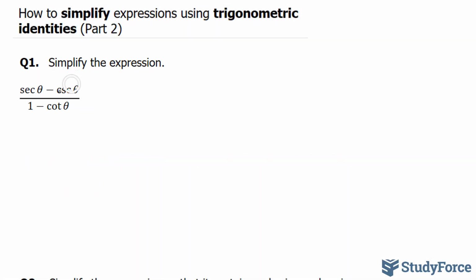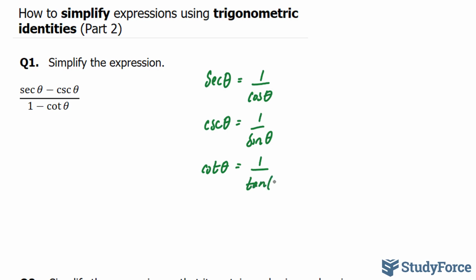You'll notice that nearly all the terms here are reciprocal trigonometric functions. Secant theta is 1 over cosine theta. Cosecant theta is 1 over sine theta. And cotangent theta is 1 over tangent theta. So let's replace all of these with their normal trigonometric function. This becomes 1 over cosine theta minus 1 over sine theta over 1 minus 1 over tangent theta.